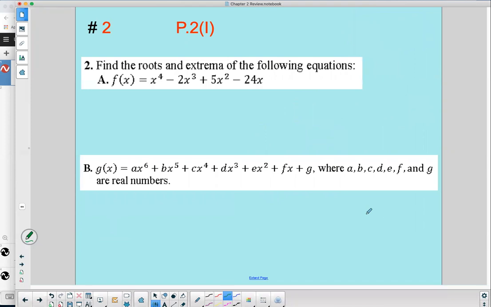It says find the roots and extrema of the following equations. All right. What does roots mean? What's another name for roots? Zeros. That's really what I'm looking for there. Where it crosses the x-axis. X-intercepts is another name you can call it. So if I've got to find the x-intercepts and extrema, that's like maxes and minimums. Or you could call it turns of the following equation. Let's graph it and see what we have.